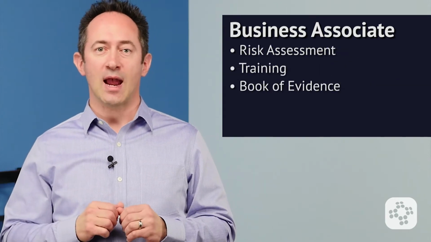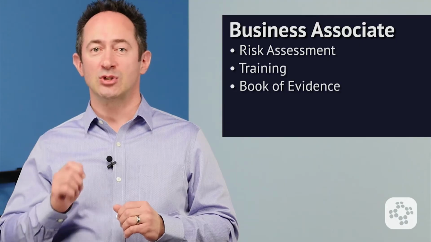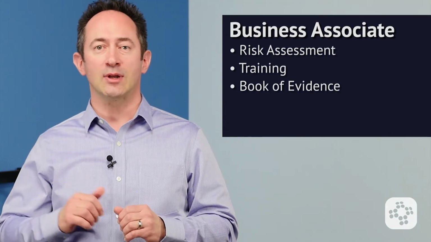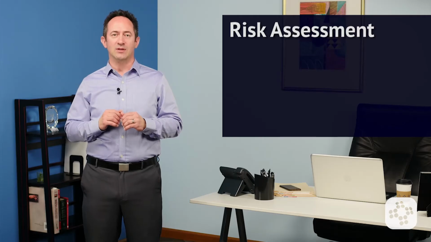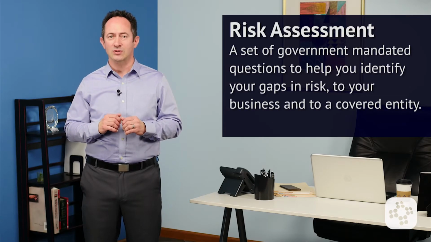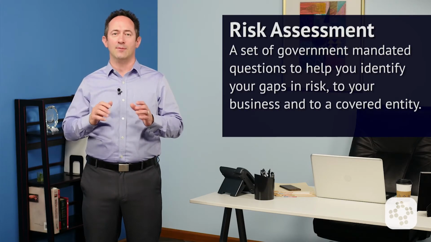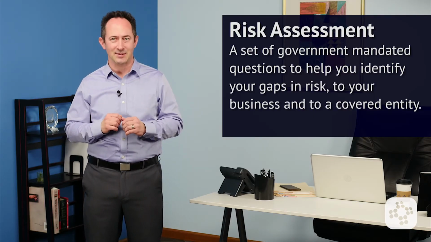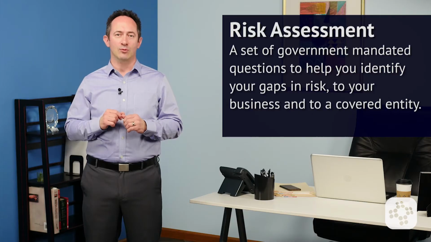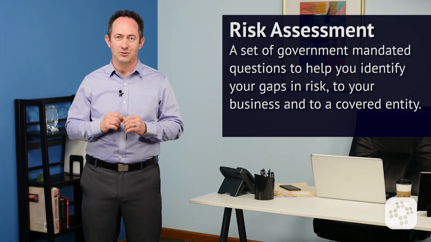Business associates are now required to have a risk assessment just like a covered entity, including training and a book of evidence. A risk assessment is a set of government-mandated questions to help you identify your gaps in risk, not only to your business, but also to a covered entity. We must also have a risk report with a roadmap to resolution.